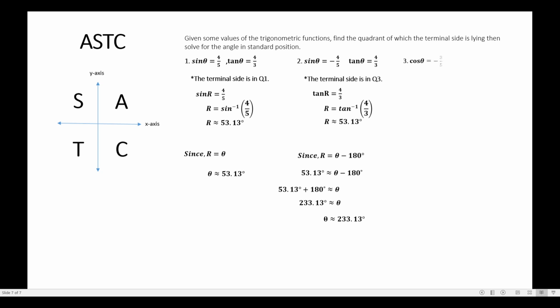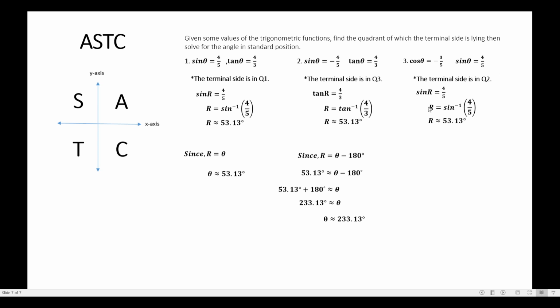Let's have the last example. We have cosine theta equal to negative 3 over 5, while the sine of theta is equal to 4 over 5. In this case, sine theta is positive. So using ASTC, I already know that this is in quadrant 2. So the terminal side is in quadrant 2, sine r is equal to 4 over 5, and then always use the positive value. In number 1, if you try to use tangent, you will get the same answer, I tell you. Let's continue anyway in number 3. So r is equal to the inverse of sine of 4 over 5.